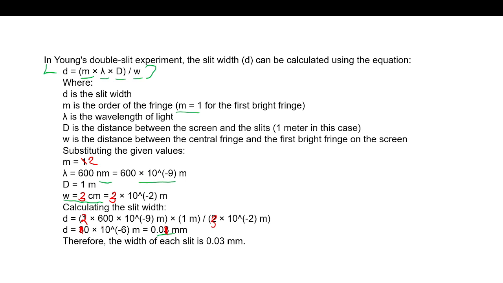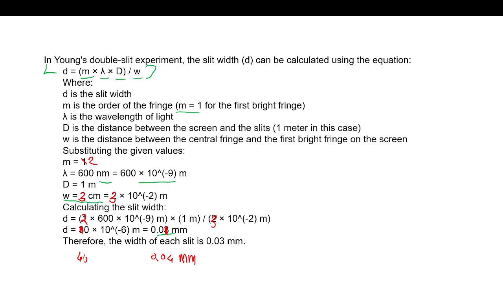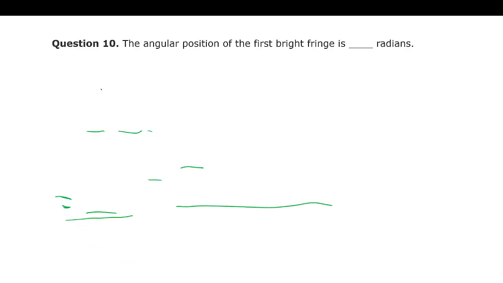Let's see. So it will become 40, and then this will become 0.04 mm. Okay. Yes, correct. Then what could be the answer for this one? Angular position will change. The second, because we are discussing about this second now.